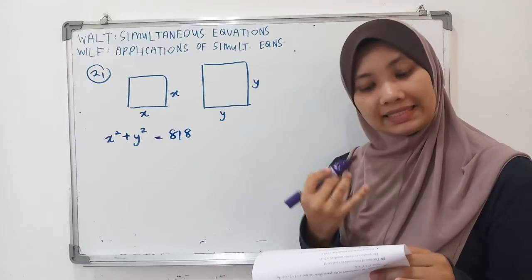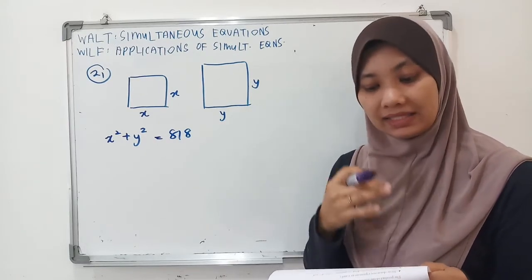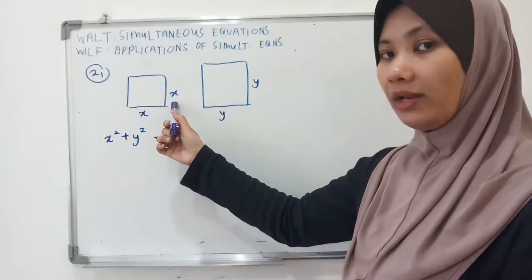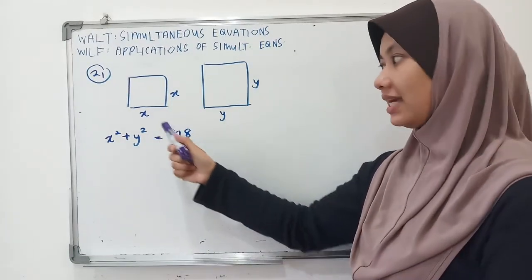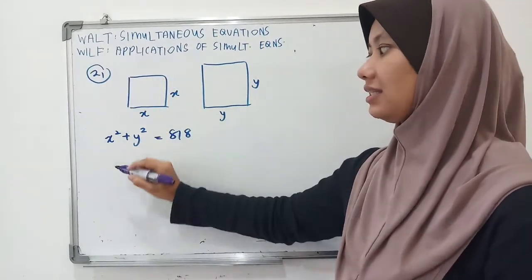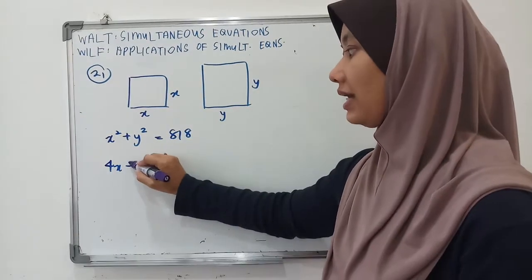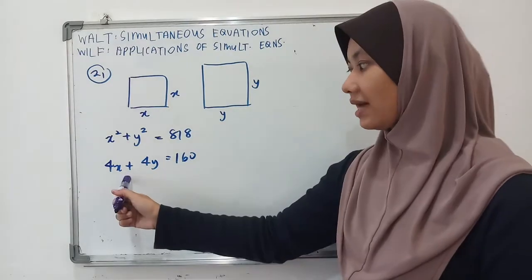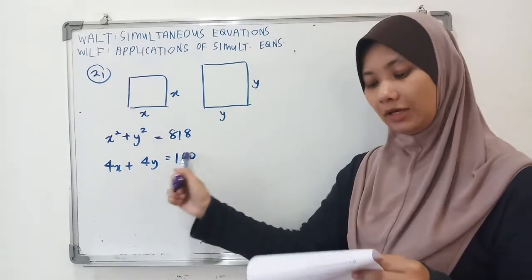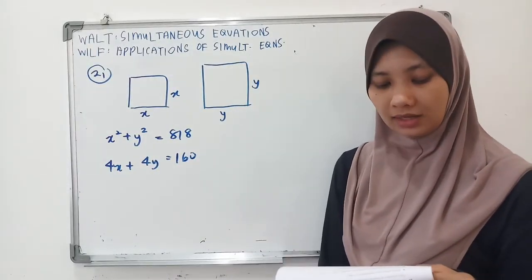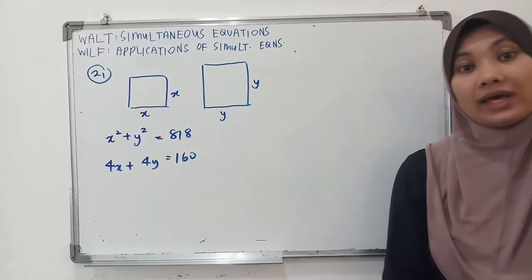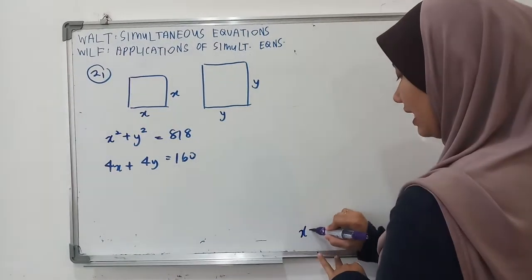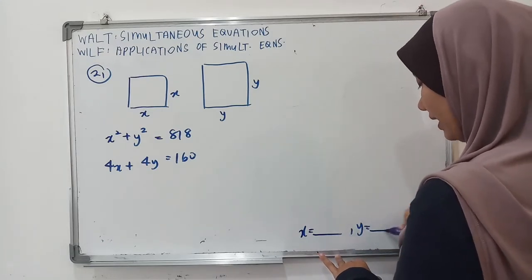Second sentence, the sum of the perimeters is 160. What is the perimeter of that one? Perimeter, you just add all the sides. x plus x plus x plus x. That is just 4x plus 4y equals 160. The sum of the perimeters equals 160. Find the length of the side of the squares. Means our aim now is to find what is x and what is y.